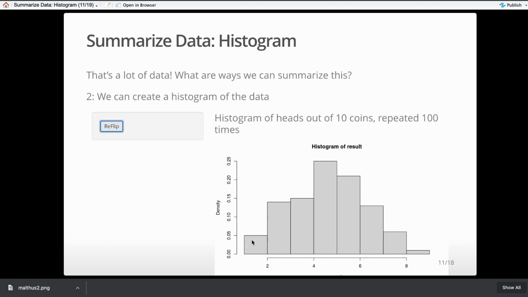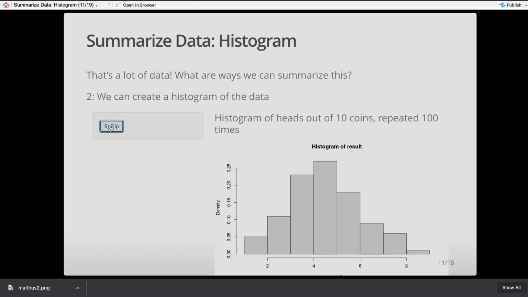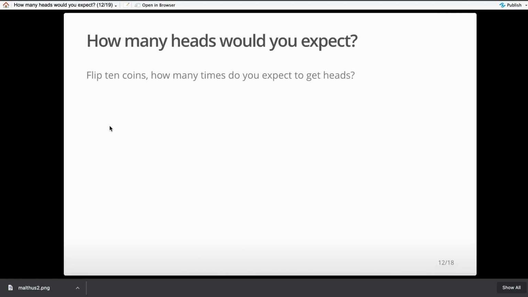Right? I would expect it to look something like this, right? So that it's very centered around 5, with the highest probability at 5 and decreasing odds for each number going away from there, right? That would be my expectation for what this histogram would look like.